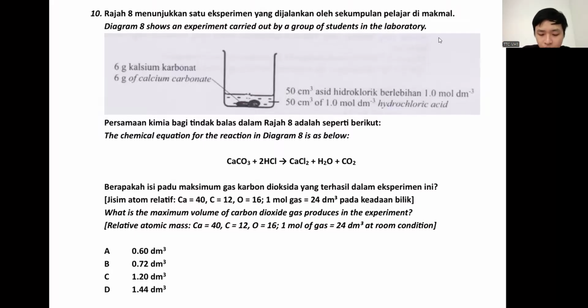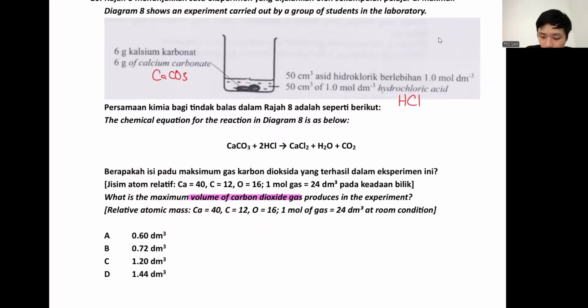Okay, the case shows an experiment carried out by a student in the lab. They use HCl added with calcium carbonate. So what is the volume of carbon dioxide gas produced? So actually here they should put excess hydrochloric acid. But even if they didn't put excess, you can still get the answer.